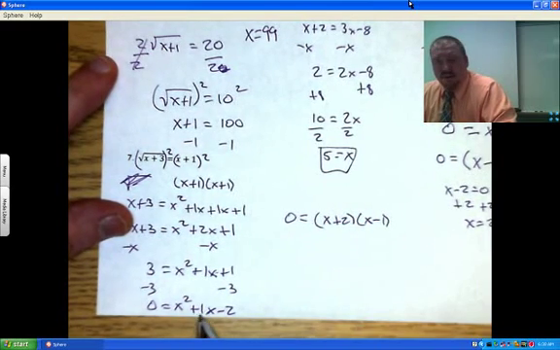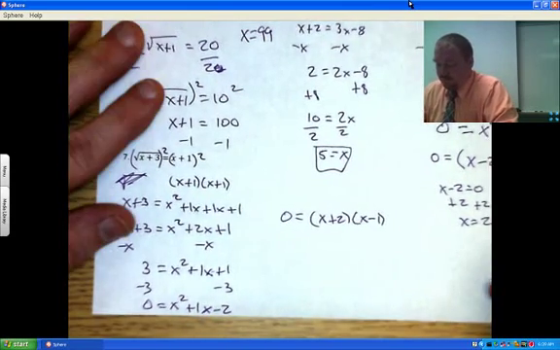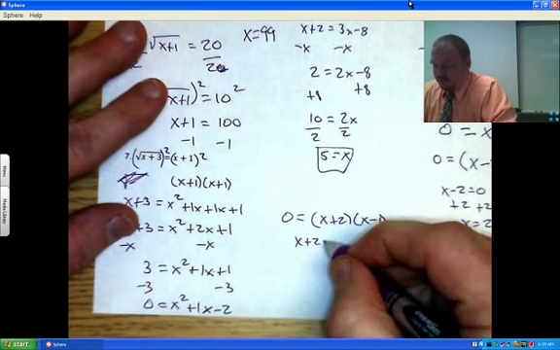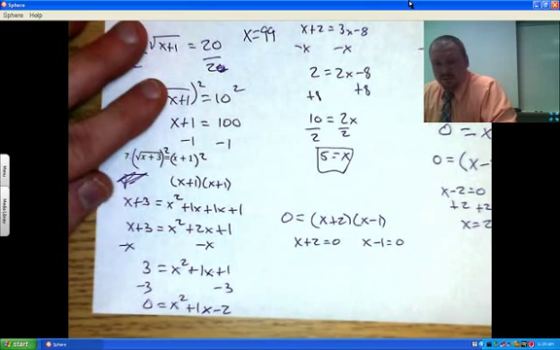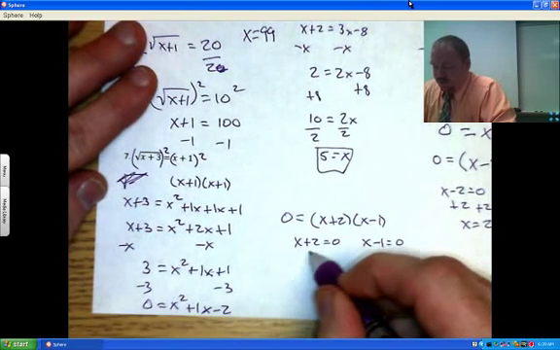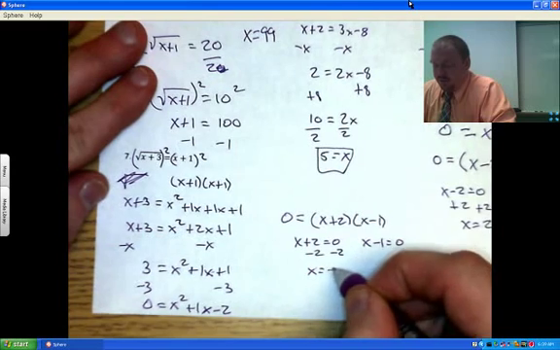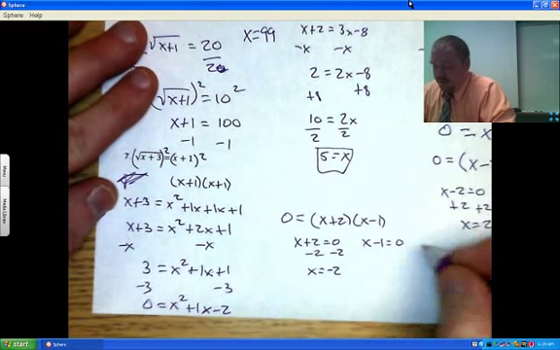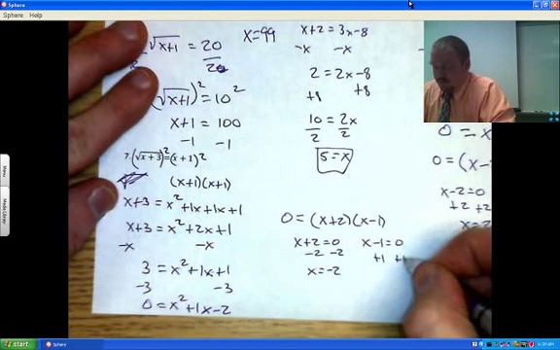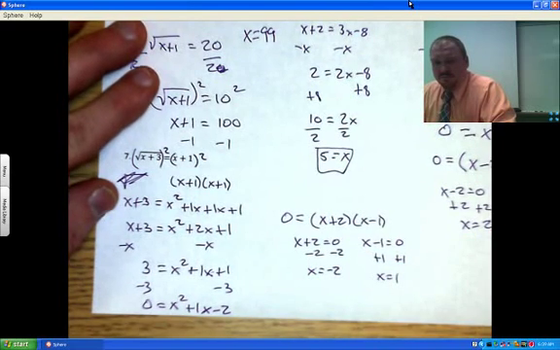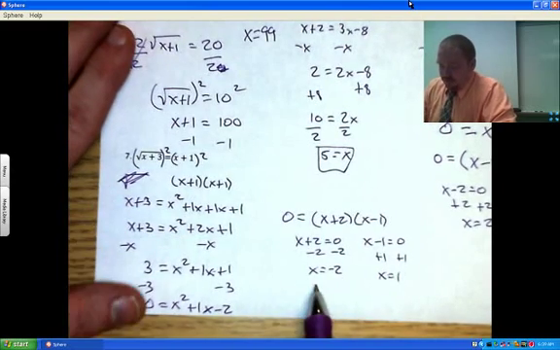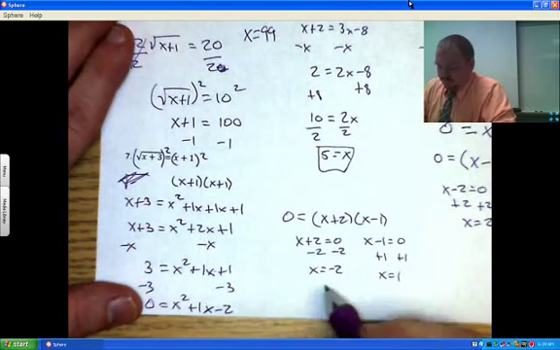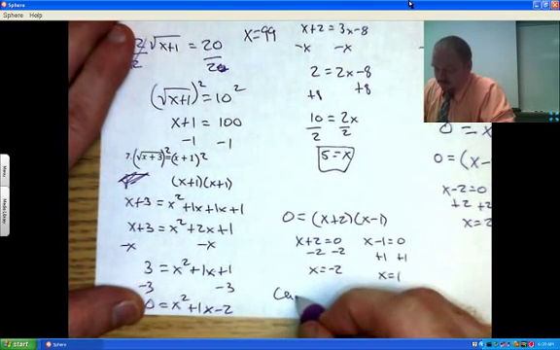So subtract 2 from both sides, x equals negative 2. Add 1 to both sides, x equals 1. Okay. Now, we need to double check this, okay? So, negative 2. I'm just checking this now. Negative 2 plus 3 is 1. Negative 2 plus 1 is negative 1.